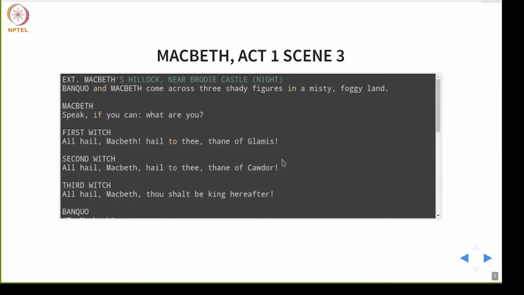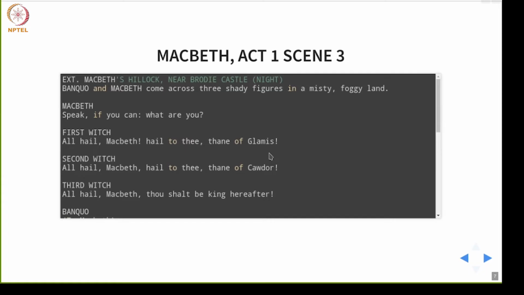Macbeth says, "Speak if you can. What are you?" And the first witch says, "All hail Macbeth, hail to thee, Thane of Glamis." The second witch says, "All hail Macbeth, hail to thee, Thane of Cawdor." Third witch says, "All hail Macbeth, thou shalt be king thereafter." So Banquo, his friend and colleague to Macbeth, says, "Good sir, why do you start and seem to fear things that do sound so fair?"